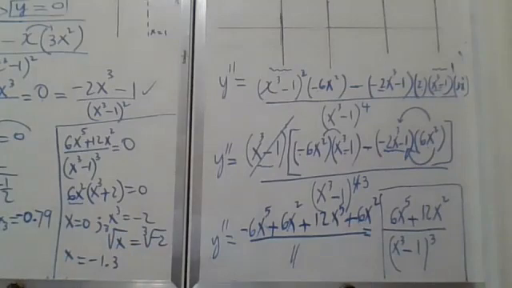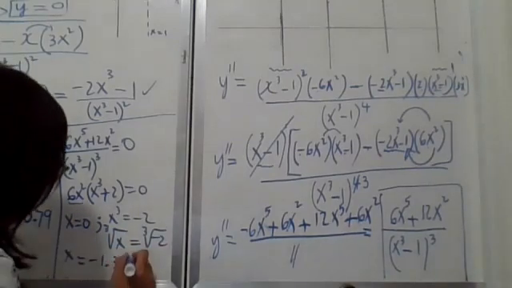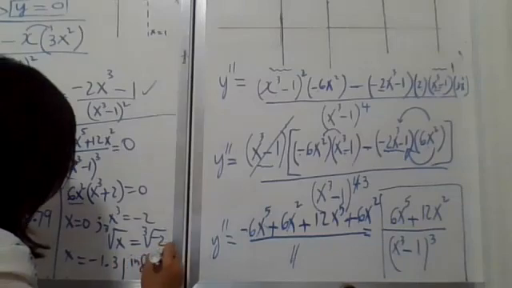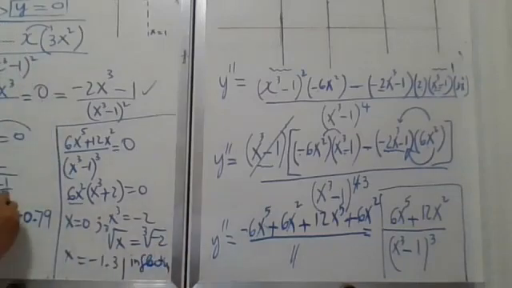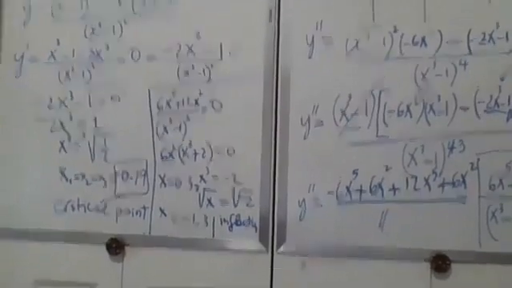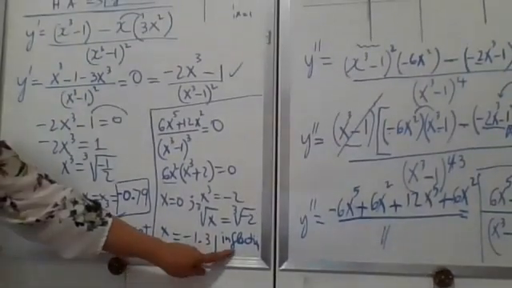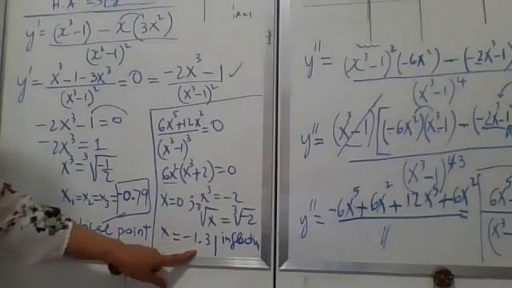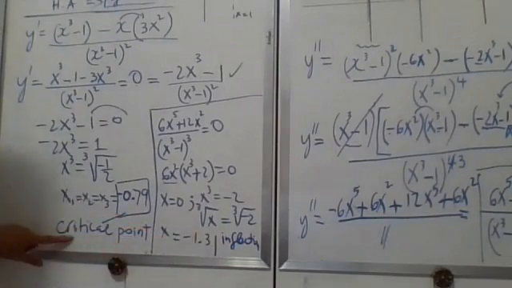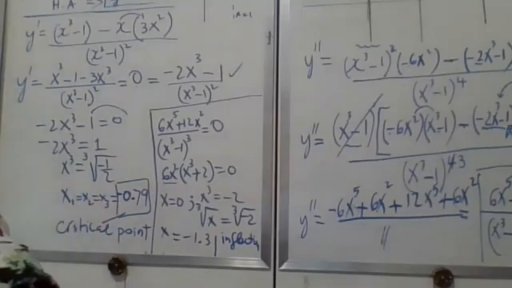Okay, so this is the inflection point, and this value here is the critical point. So from the first derivative, we solve for critical point. From the second derivative, we solve for the inflection point, right? So we got inflection point is minus 1.3, and we got critical point is minus 0.79. Now let's move on to the data table analysis.